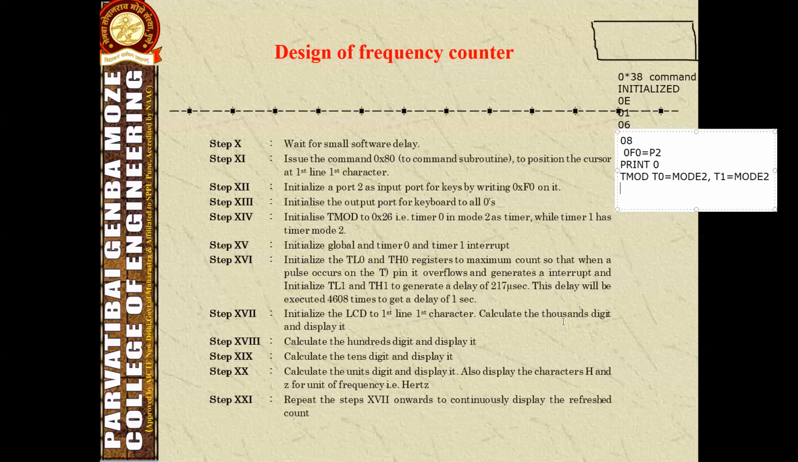First, it will calculate the 1000 digit and display. Then it will calculate the 100 digit and display. Again the 10 digit is displayed, then calculate the unit digit and display. And also display the characters H and Z for the unit of frequency, hertz. So this calculation and display is for displaying the frequency, and we repeat the same steps onwards, continuously displaying the fresh count. From here it should repeat.